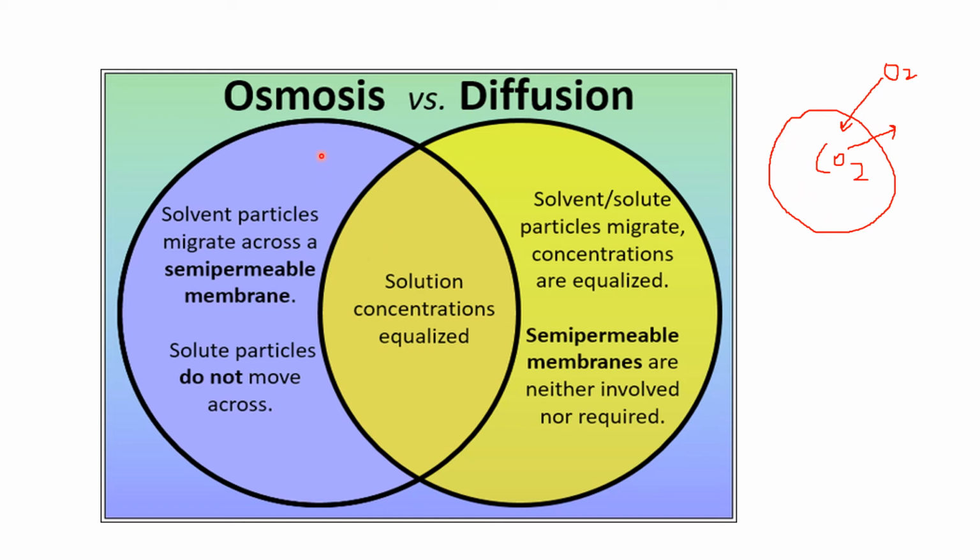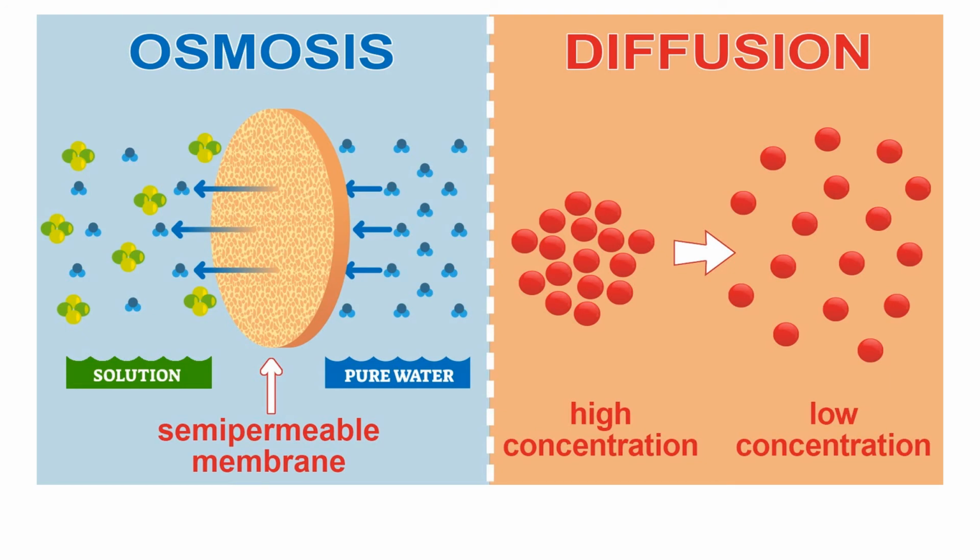Osmosis needs a semi-permeable membrane, whereas in diffusion there is no need of a semi-permeable membrane. The concept of osmosis and diffusion will be more clear by this figure. You can see the process of osmosis shown in this figure, and here the water is in its higher concentration, and the water molecules are moving from the higher concentration to its lower concentration through this semi-permeable membrane.